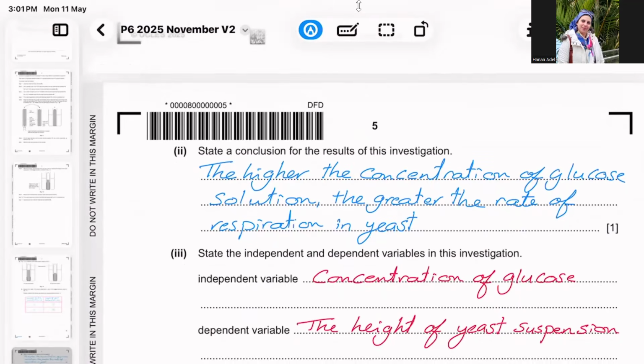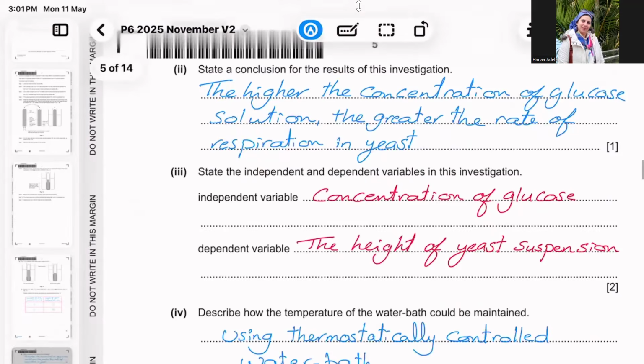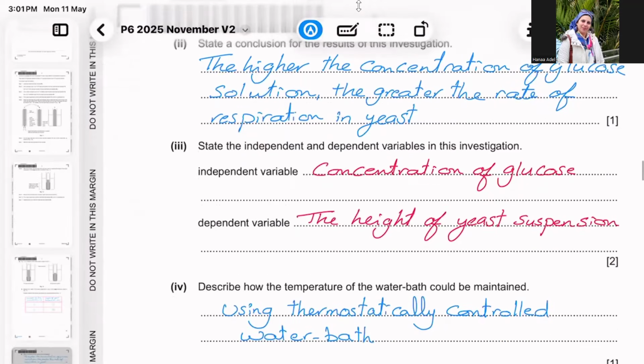Describe how the temperature of the water bath could be maintained. We said it when we explained this investigation. So we said it by using a thermostatically controlled water bath.